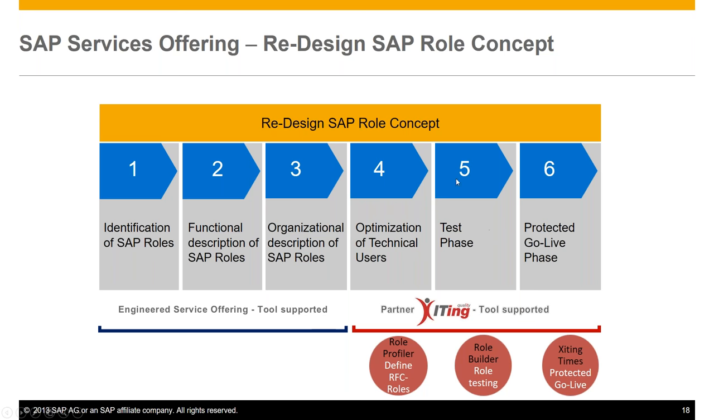Then we went into testing that was done in part, or mostly, with the simulation mode, but also using the role builder agents in the test systems. There were some tests which to some degree gave us some insurance as to what was going on and what would have happened in production. And then we went ahead with this protected go-live phase where the role builder agents monitored the users, and if anything had happened, they would have jumped in and fixed the authorizations and sent us the mails.